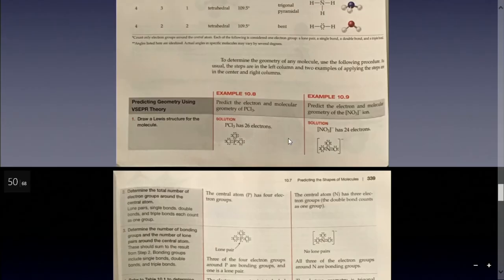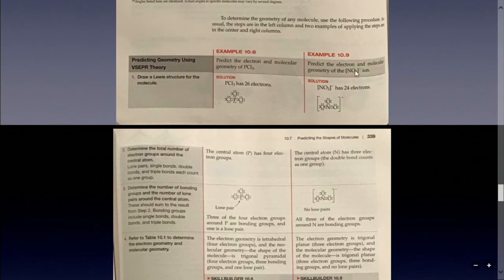All right, what about this example here, a nitrate ion? Now, this is a good example because the fact that it's a negatively charged ion hopefully reminds you that you have to add one more electron to the total. So nitrogen has 5, oxygen's at 6 apiece. There's 3 of them, so that's 18 plus 5 is 23, plus another to be 24.